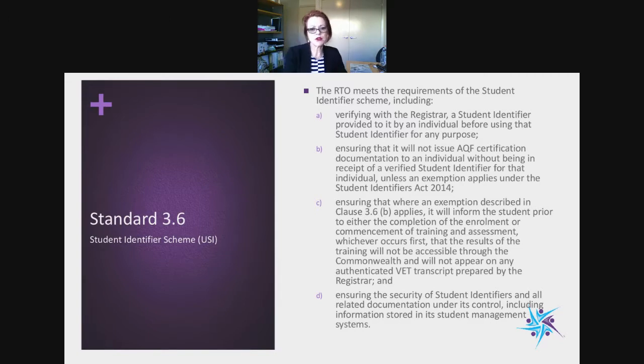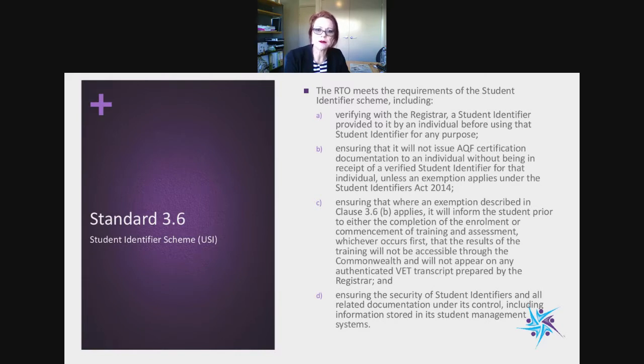This rolls on nicely with standard 3.6, which is all about the USI. So RTOs are required to verify with the register a student identifier and ensure that all students have a USI before you issue a certificate. So it's the RTO's responsibility to ensure that you have the USI, and you should have an EVETMIS compliant database that can verify the USI number.